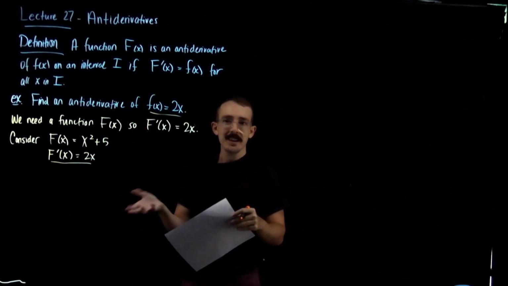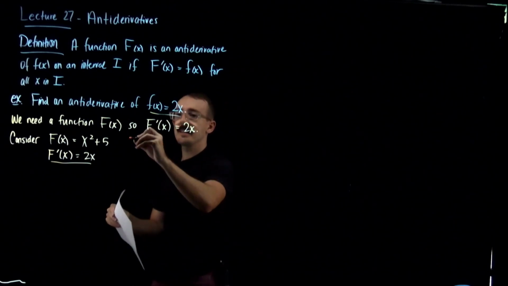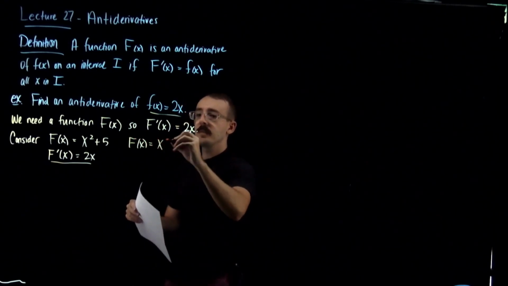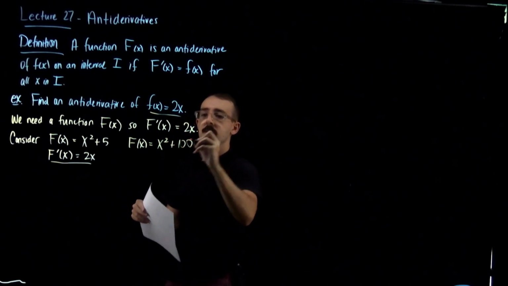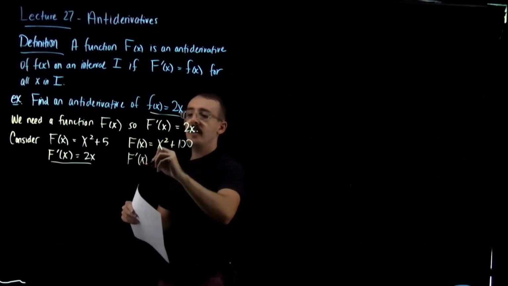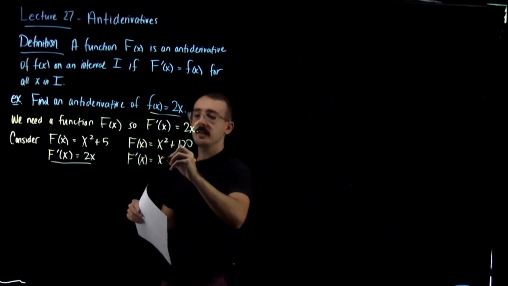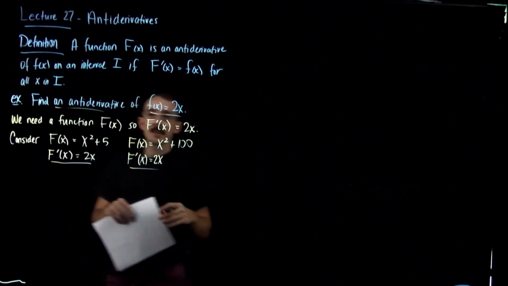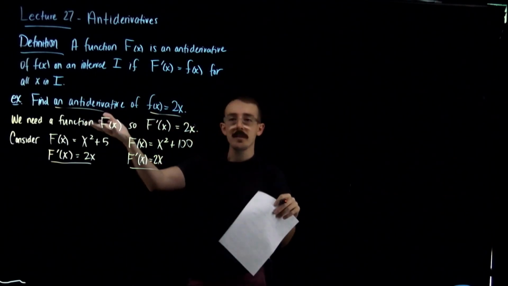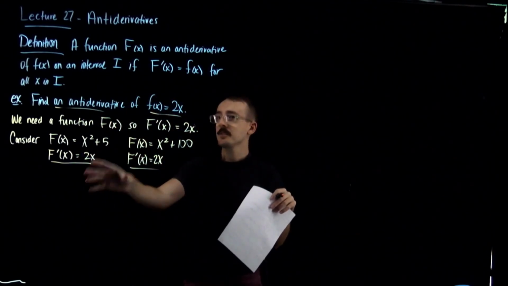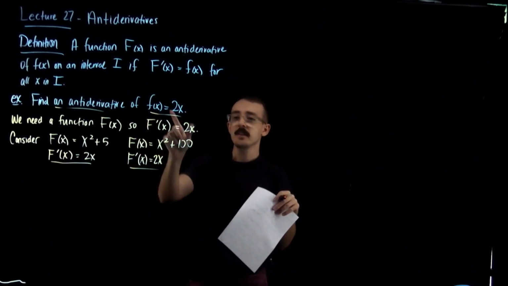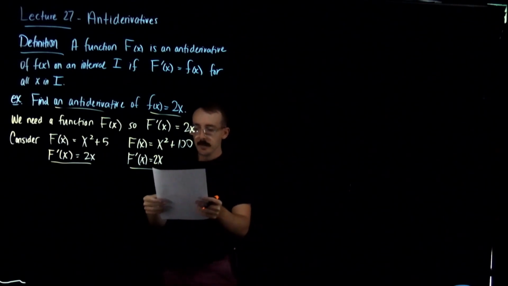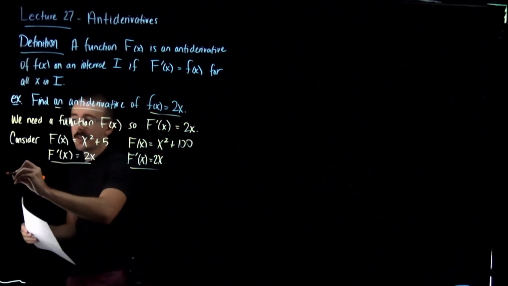However, like I said, it's not a unique choice, because I could have just said this. I said, how about, what if capital F of x was equal to x squared plus 100? Then capital F prime of x is also equal to 2x. So notice it says we want an antiderivative. It's not the antiderivative, it's just one of them. So there's many choices I could have chosen here, so that the derivative of capital F is equal to 2x.